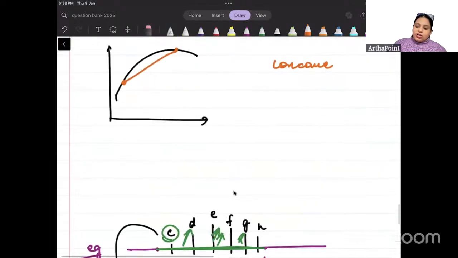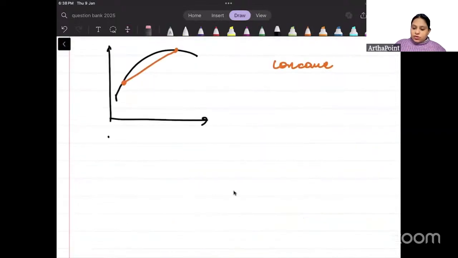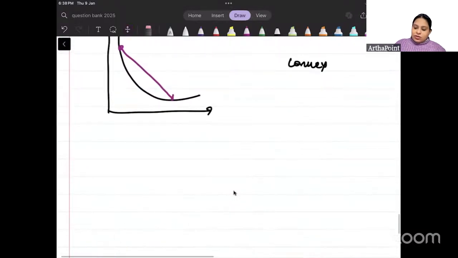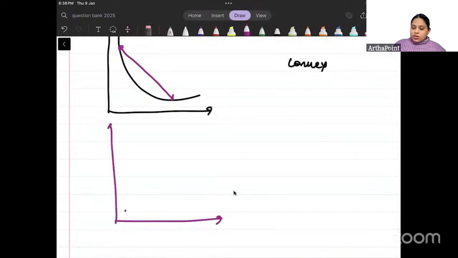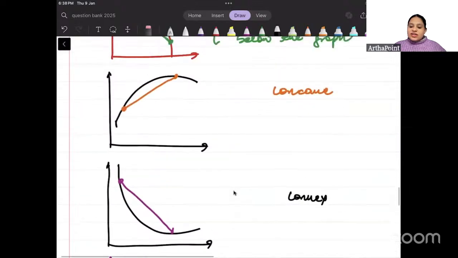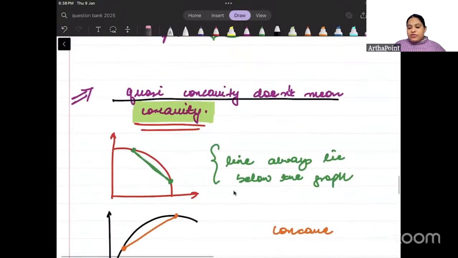और convex क्या होता है? Line should lie above the curve, so this is convex. I join it with a line, line is lying above the curve. या फिर this is convex, line is lying above the curve, right? Now what we are saying is that quasi-concavity doesn't mean concavity. Just because something is quasi-concave, कुछ quasi-concave है, उसका मतलब ये नहीं कि वो concave भी है.